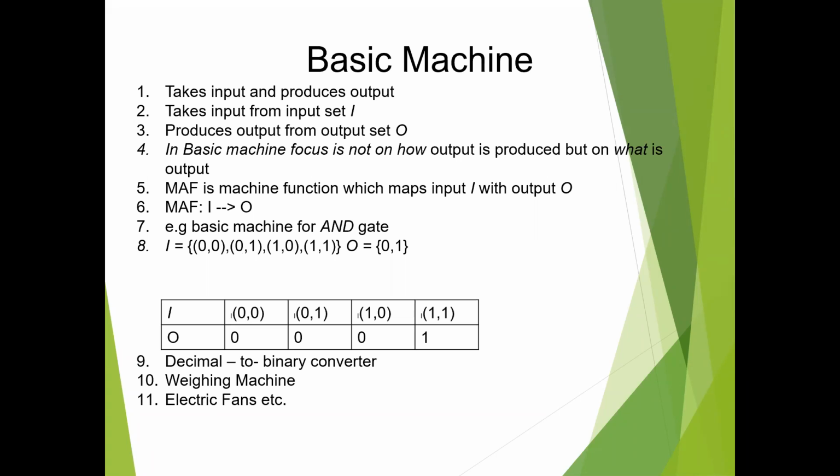Similarly, if you have a decimal to binary converter, that can be the machine, electric fans, washing machine, weighing machines. So all these machines come under the basic machine, and here we are just giving the input and we are getting the output. We are not thinking how we are getting this particular output.